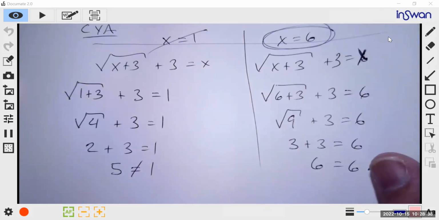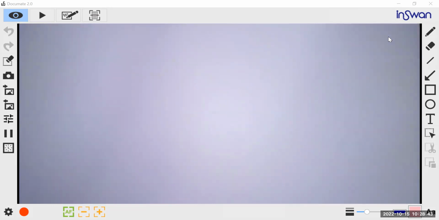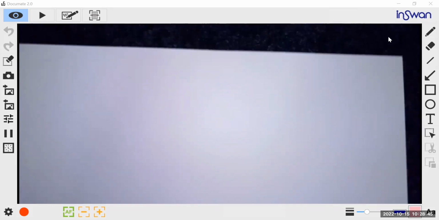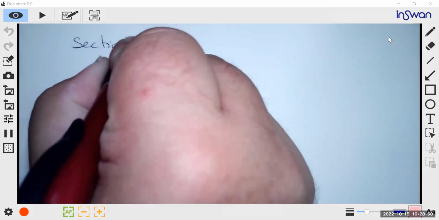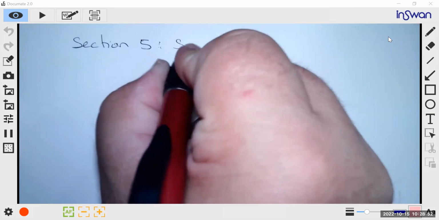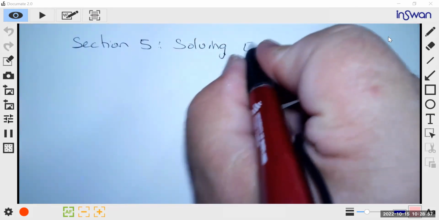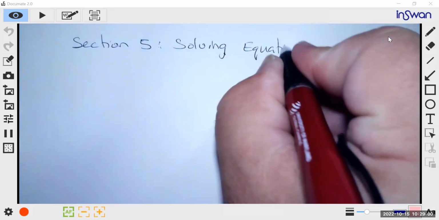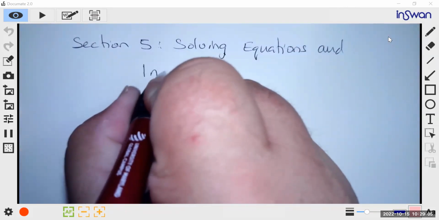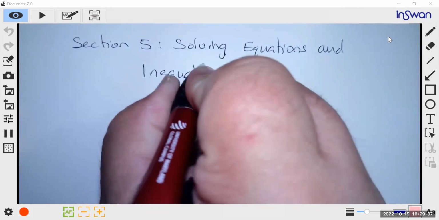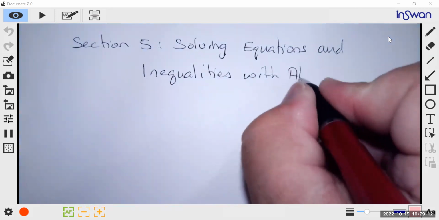Okay, that does it for that section. The last one's even shorter. Section 5 is solving equations and inequalities with absolute values.